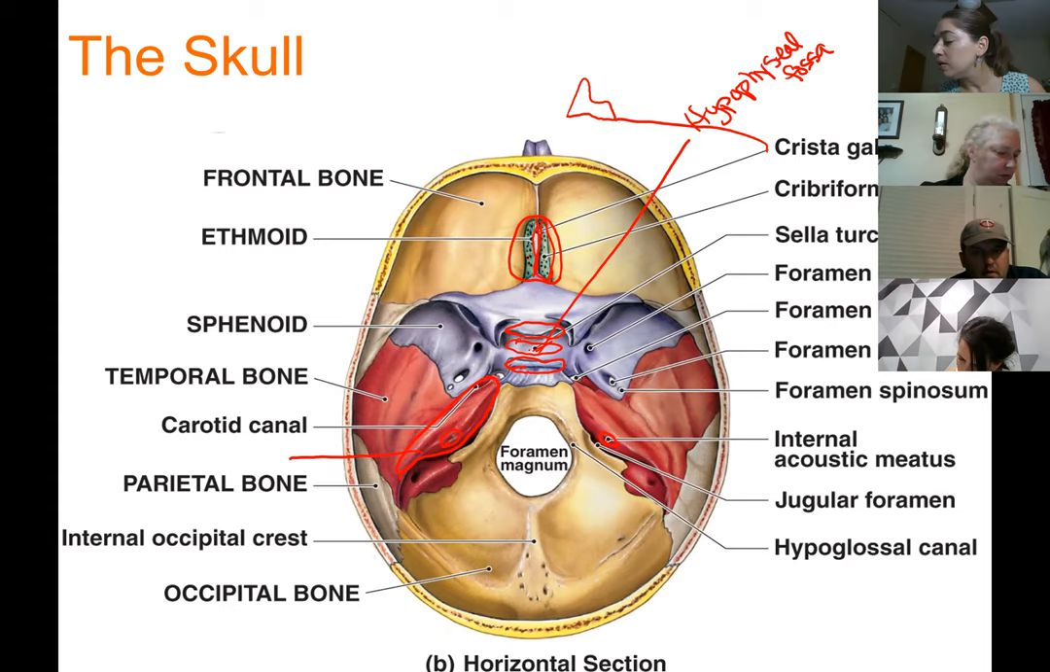Foramen lacerum, ovale, rotundum. Can we see foramen ovale and rotundum in this picture? Yes, we can. Right here. There we go. And foramen spinosum, we can see in this picture. It is the littlest hole right there. Foramen spinosum, foramen rotundum. So there we go. We finally found a picture where we can see those.